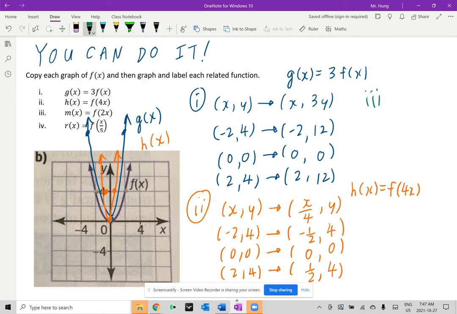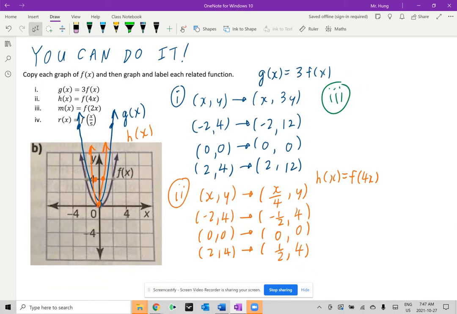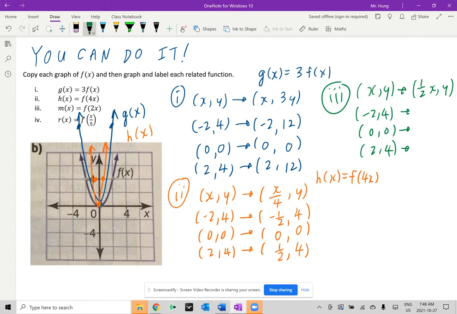In part 3, we're graphing m of x, which is going to be f of 2x. Again, if you say this in words, this is going to be a horizontal compression by a factor of half. This means you can take half times x, or you can say x divided by 2. Either one is fine. Again, you grab the original points, just like we did in part 1 and part 2. Now you take all the x values and multiply by half. Half times negative 2, that's negative 1. Half times 0, it's going to be 0. 2 times half is going to be 1.